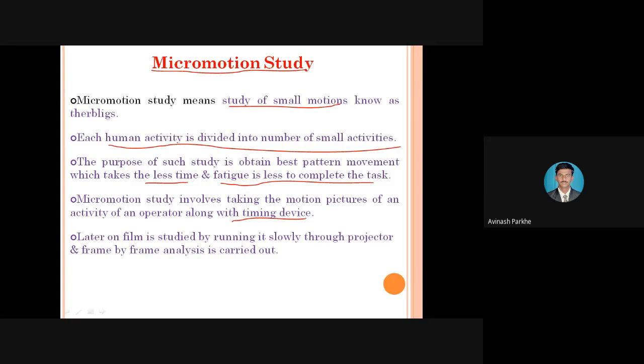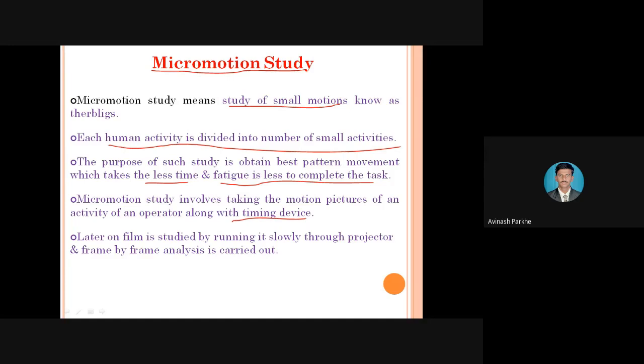Whatever number of activities we are performing, for example, taking the job from one location and holding it on the machine, this is one movement. Then start the machine, this is the second movement. Third, take the tool near to the job to perform the operation, this is the third movement. Those movements also we have to record using cameras, and those are called motion pictures. We record them while performing each and every activity along with the timing devices.